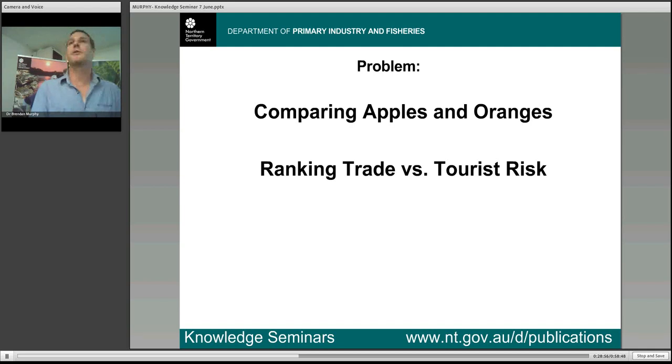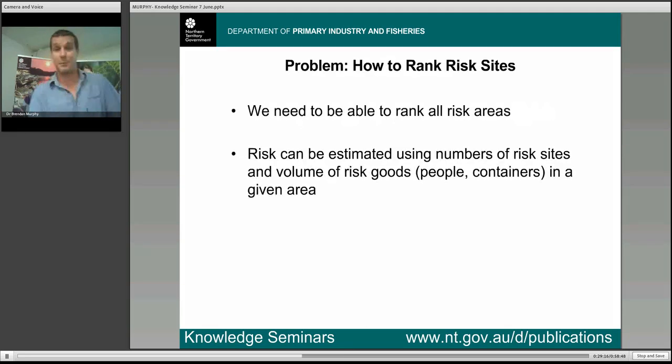If I've got 1,000 sea containers coming in for a site, is that more important to survey than a tourist attraction with 1,000 people going through? I don't know. What if I had 10,000 people going through that tourist attraction? Would that be the same risk as 1,000 sea containers? So we need to be able to compare these quite different risk pathways.